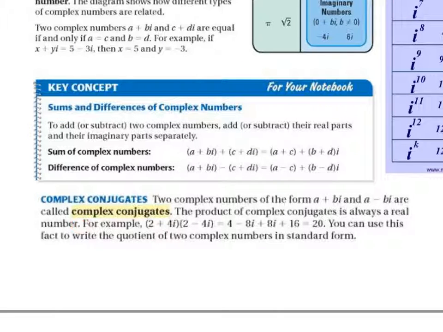Here's some more vocab you're going to need to know. Complex conjugates. Two complex numbers of the form a plus bi and a minus bi are called complex conjugates. The product of a complex conjugate is always a real number. For example, the quantity 2 plus 4i times the quantity 2 minus 4i equals 4 minus 8i plus 8i plus 16, which equals 20. You can use this fact to write the quotient of two complex numbers in standard form. Okay? So just remember that for some future examples here.